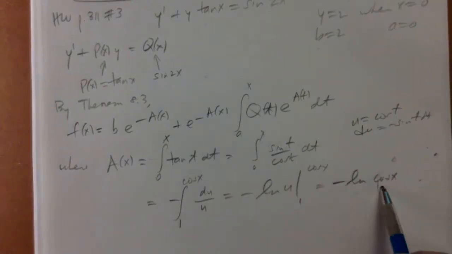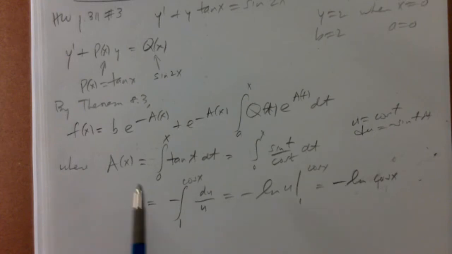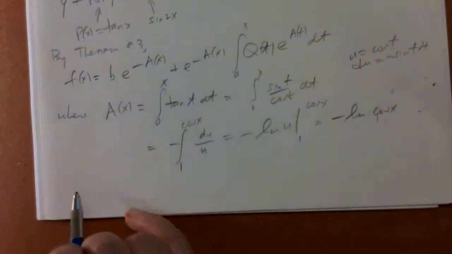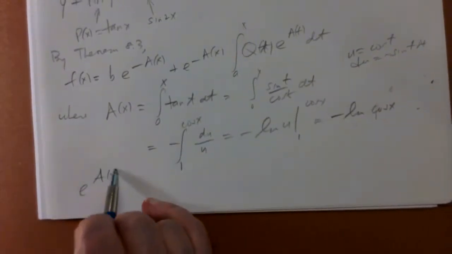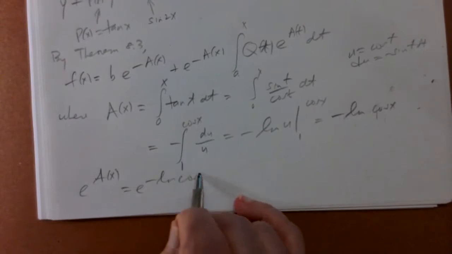And you can check, if you differentiate this, you get 1 over the cosine times the derivative of the cosine, which is minus the sine. So you get sine over cosine, or tangent. So A of x is minus the log of the cosine. And our A of x always comes up in the form of e to the A of x. So e to the A of x is e to the minus the log of the cosine.